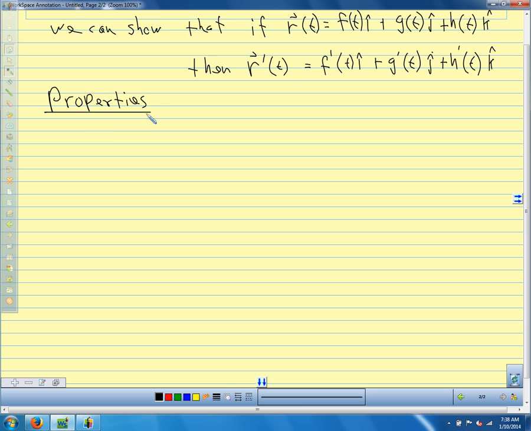So we're going to say for these properties that c is a scalar, f is differentiable, so f is just a function of a real variable, and r and u are differentiable vector valued functions.